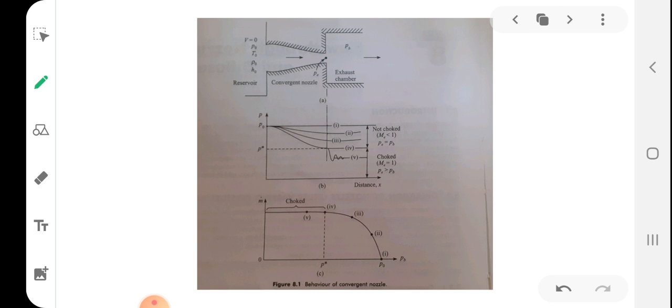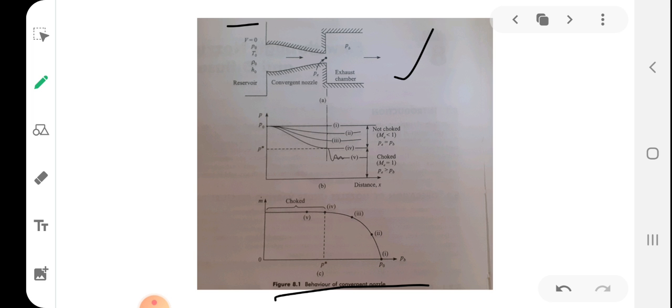Suppose this is a convergent nozzle. What are we discussing here? We are discussing the performance of the different types of nozzles based on pressure ratio. This nozzle can be either convergent or convergent divergent. Now first we will study the behavior of a convergent nozzle. So we have a nozzle here.